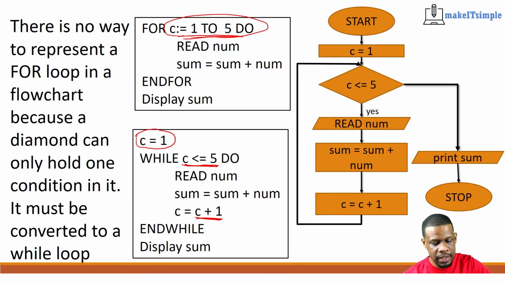In order to do that, I must convert it by taking C is equal to 1, then take C is less than or equal to 5, and then C is equal to C plus 1. Those are the three things that I need to make sure that this for loop will be represented as a while. Once you convert it, everything is easy after that.